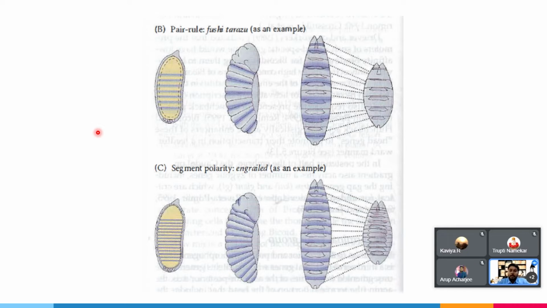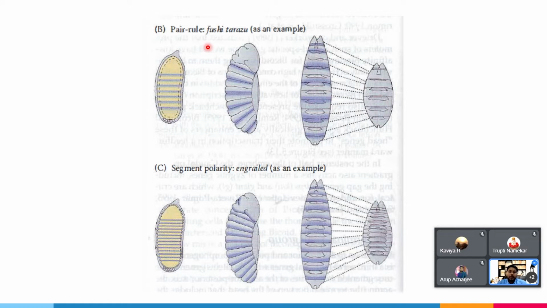So here we have a diagram showing us where exactly which gene is expressed. If we know that there are 14 parasegments present in the Drosophila embryo, pair rule genes are expressed in alternate segments. So we will see 7 stripes, as we can see right here. In this example, we are talking about the pair rule gene Fushi-Tarazu, and out of the 14 segments, Fushi-Tarazu is only expressed in 7, and thus here in the final embryo we will only be able to see 7 stripes of this gene.